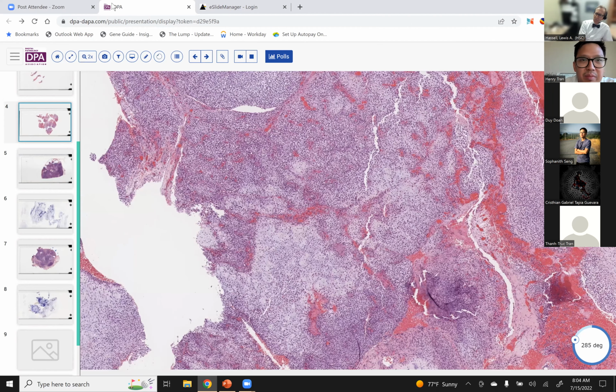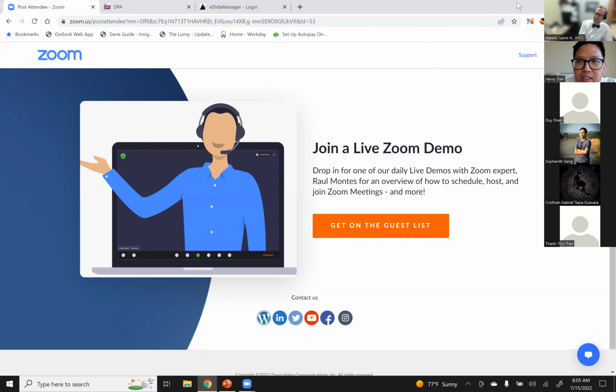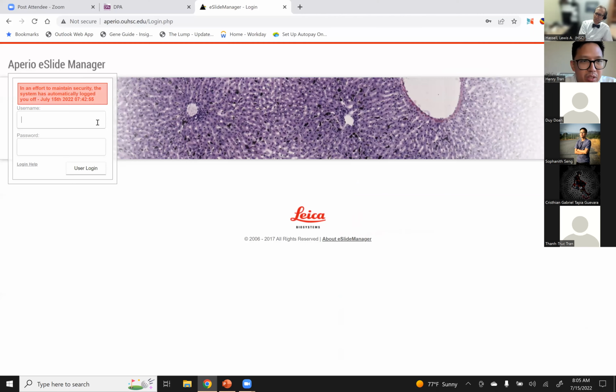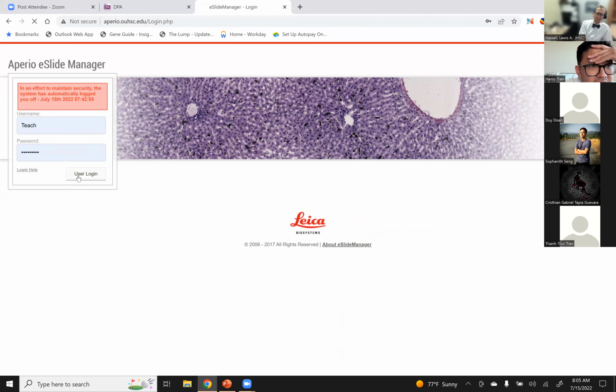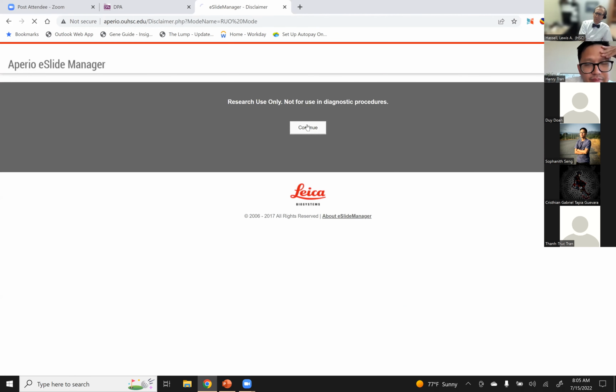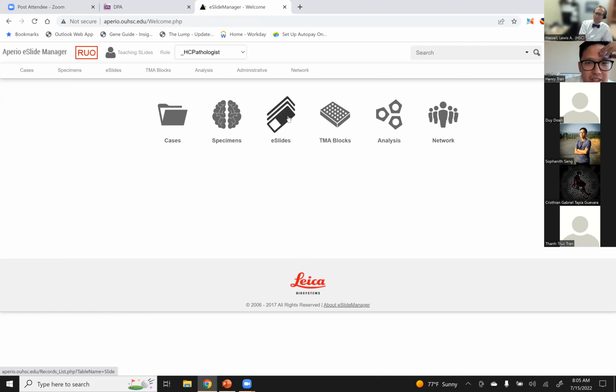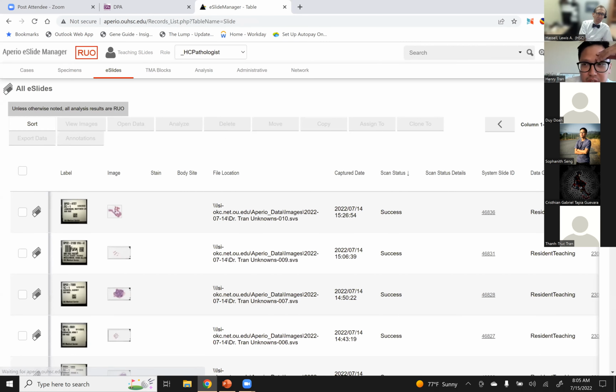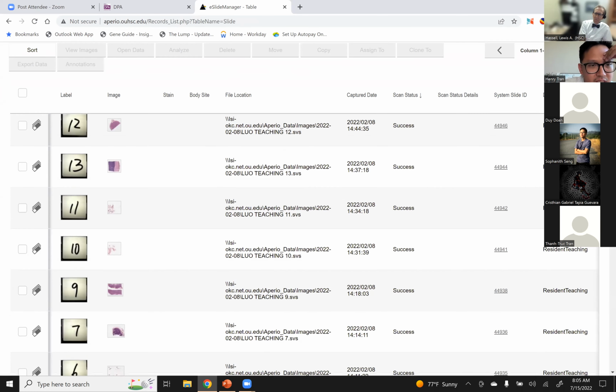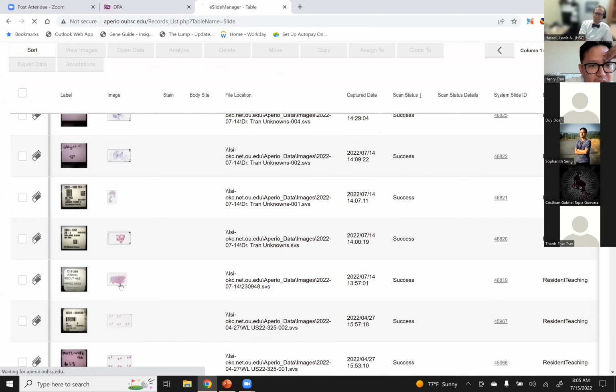So let me see. It didn't scan super well here. So yeah, I posted an example of the mesenchymal chondrosarcoma just so you can see the difference. So here's a mesenchymal chondrosarcoma.